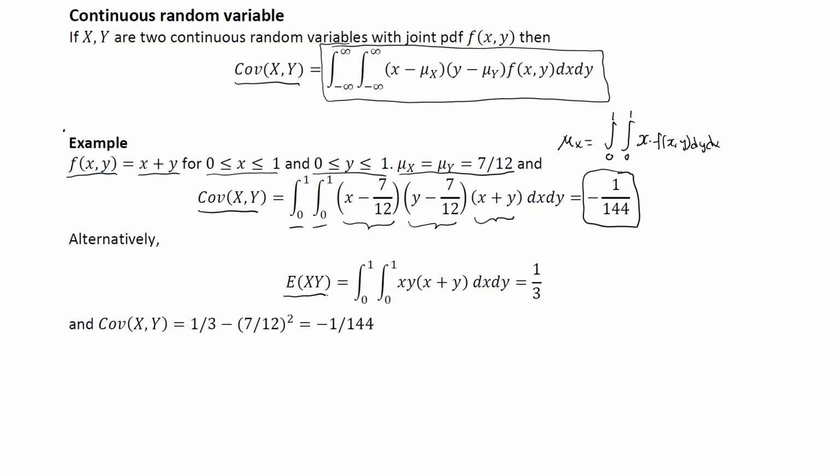If you do the expected value of the product, you don't subtract 7/12 from x and y. So expected value of xy will be x times y times f of x,y, which comes out to be 1/3. If you then do 1/3 minus mu x times mu y, you come up with exactly the same answer, minus 1/144.